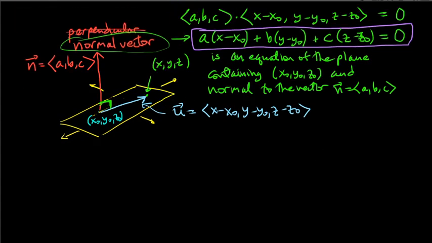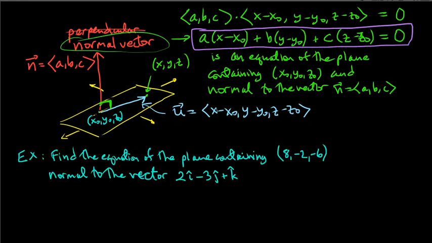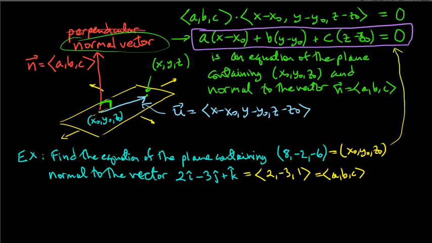Okay, so I guess we'll just start with an easy example here. We're going to find the equation of the plane containing the point (8, -2, -6), and normal to the vector 2i minus 3j plus k. And again, that's in component form. You can say (2, -3, 1). Same thing. So we have all the information. What we're given is the normal vector a, b, and c, and the coordinates of a point that's in the plane. So you're just plugging these into the equation of a plane.